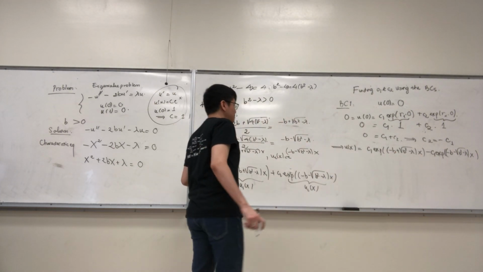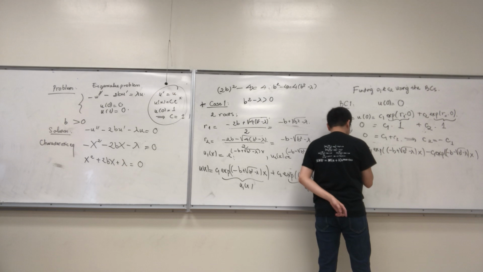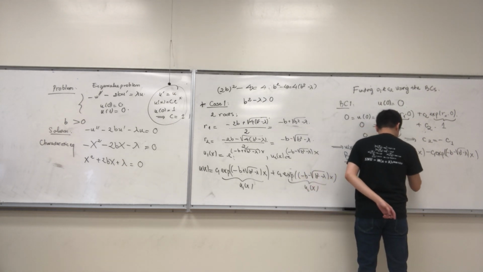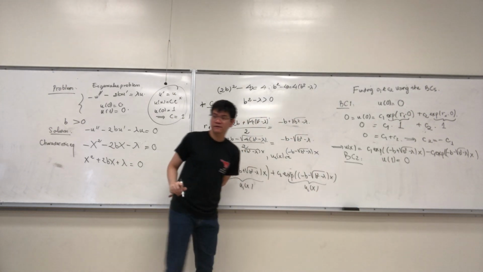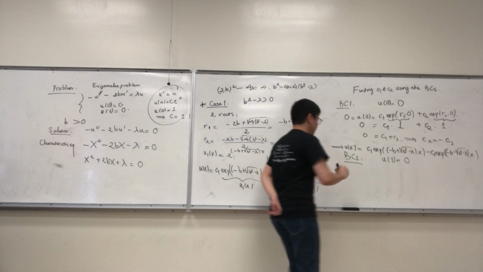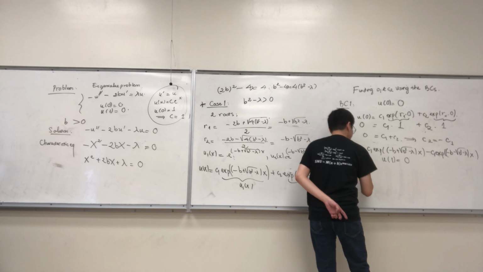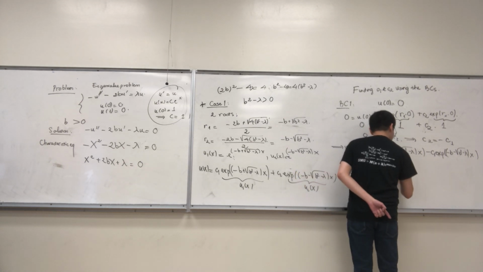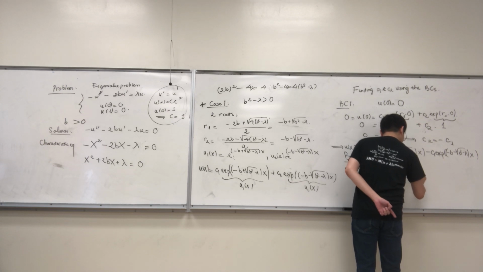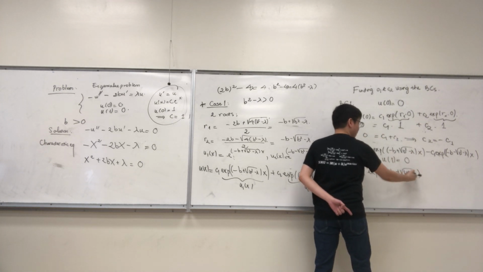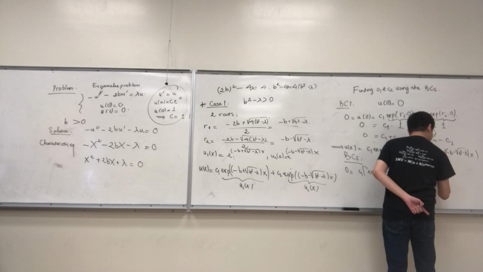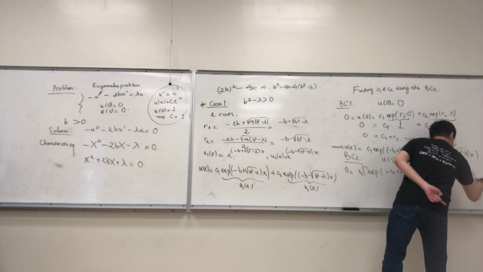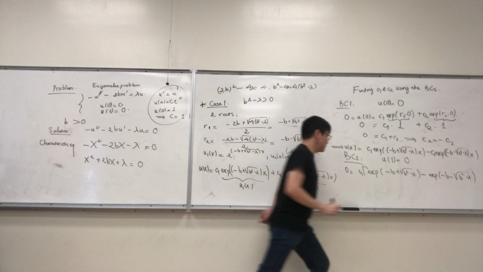Now I'm going to use the second boundary condition, right? So boundary condition number 2. I have u(1) is 0. All right? So when u(1) is 0, I have 0 is c1 exponential of minus b plus square root of b squared minus lambda, because here x is already 1, minus exponential of minus b minus square root of b squared minus lambda.